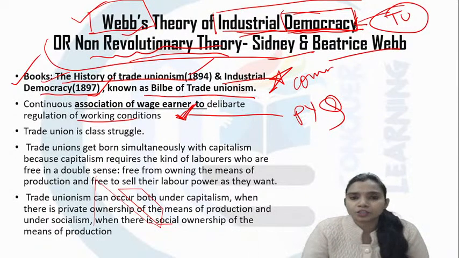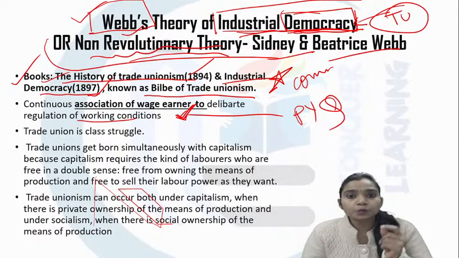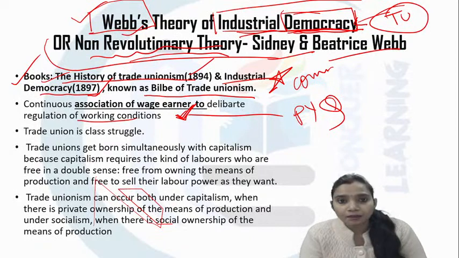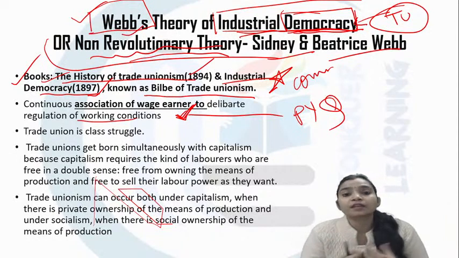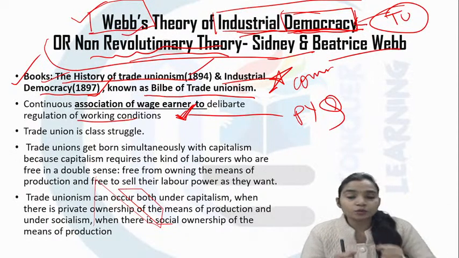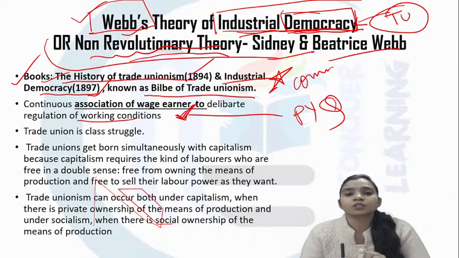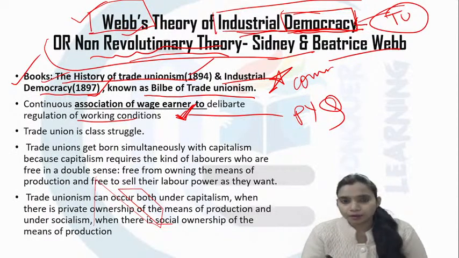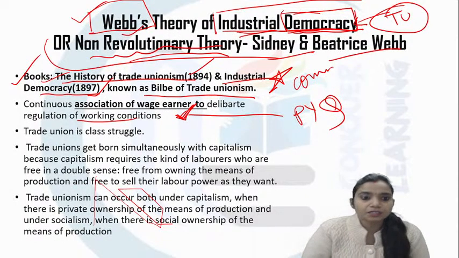So the association of wage earners comes together and puts deliberate efforts into regulating the working conditions. I will give you an example. Usually in the organizations or factories where trade unions exist, their working conditions are always influenced by their requirements. Since trade unions have great influence on the productivity, the employers are forced to accept what they require. So they put deliberate efforts into regulating the working conditions.